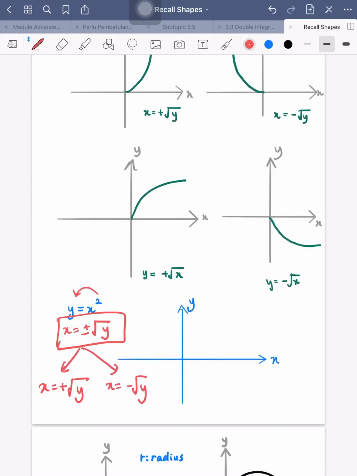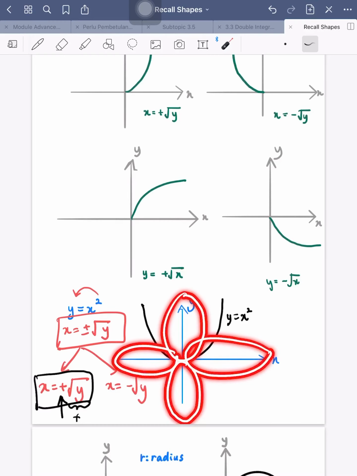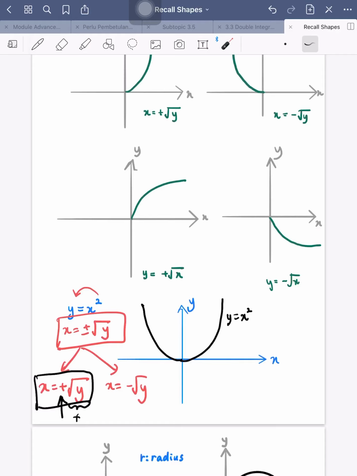So in this case, if you sketch the full graph it will look like this. Okay, this is y equal to x squared. If I sketch this one only, x is always positive because the square root will give you a positive answer. Positive times positive, you will always get positive. X positive is on the right side. X negative is on the left side. Y positive is on the top side. And y negative is on the bottom side. So this one is x always positive. So the graph will look like this.